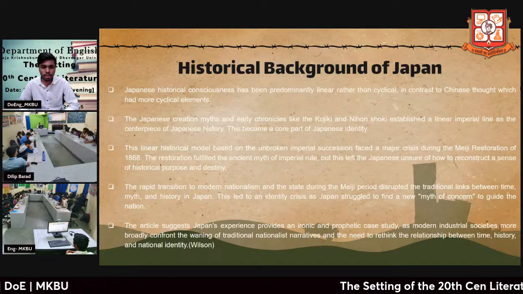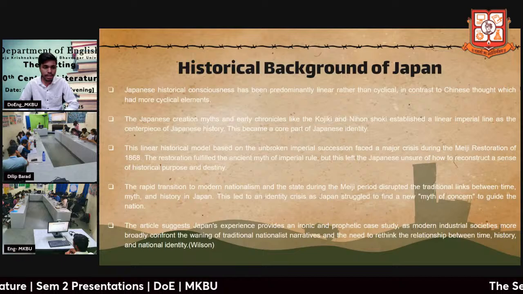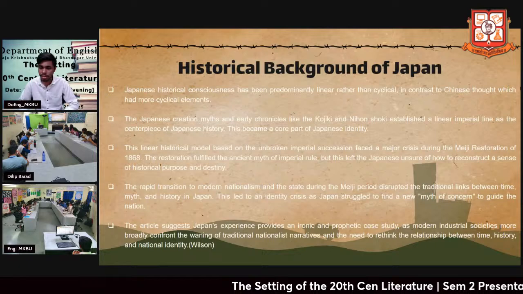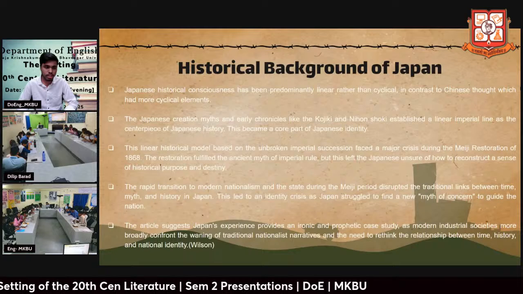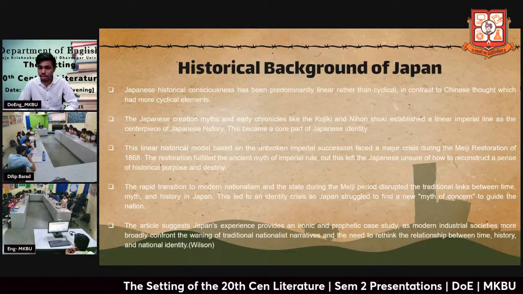This linear historical model, based upon the unbroken imperial succession, faced major crises during the Meiji Restoration of 1868. The restoration fulfilled the ancient myth of imperial rule, but this left Japan unsure of how to reconstruct a sense of historical purpose and destiny. The rapid transition to modern nationalism and the state during the Meiji period disrupted the traditional links between time, myth, and history in Japan.